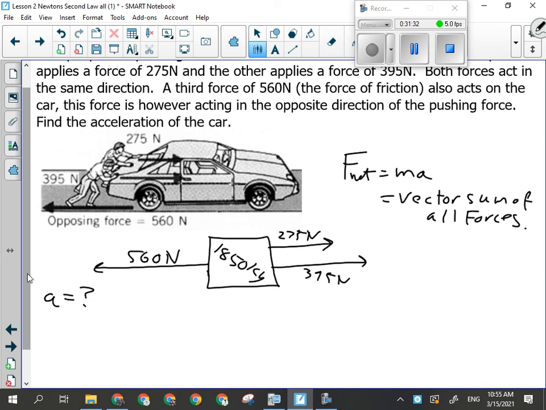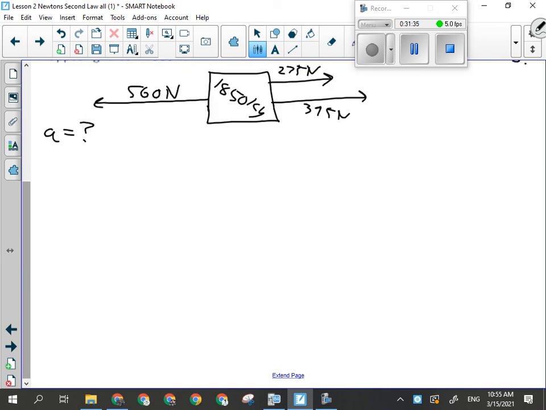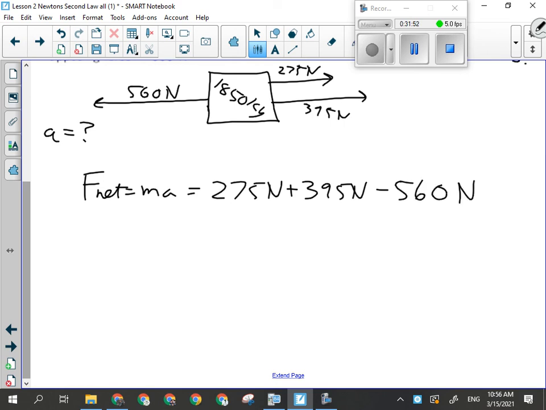All right, so I want to find the vector sum of all forces. This is how I'm going to represent this. F net equals m times a, which equals 275 newtons plus 395 newtons minus 560 newtons. Rather than draw a vector diagram for three collinear forces, I'm just going to represent them as positive and negative and add them together. Right? What do I get, 110? Yeah. All right, so I get a net force of 110 newtons.